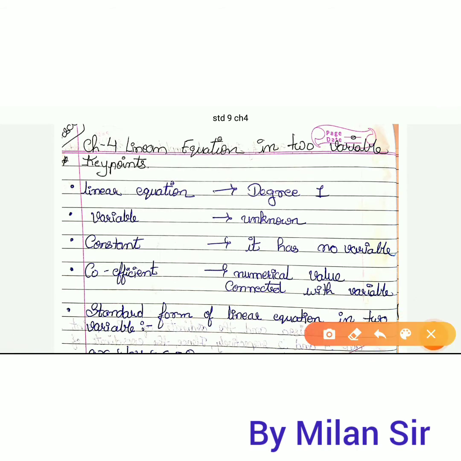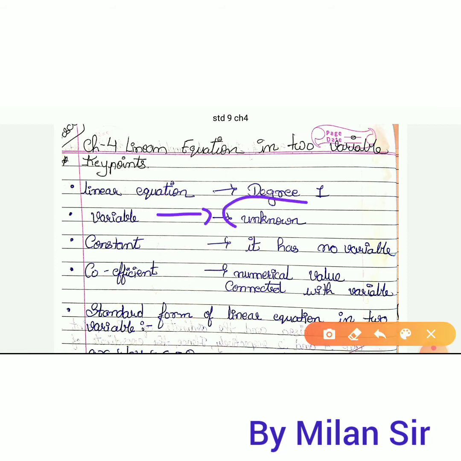Then next is variable. Variable means which has the ability to vary. That means if I say 2x, then this x is our variable, because we can change the value of x. We can change the value of x, so that's why it is called a variable. Able to vary.